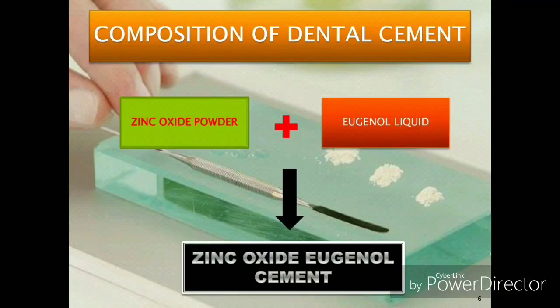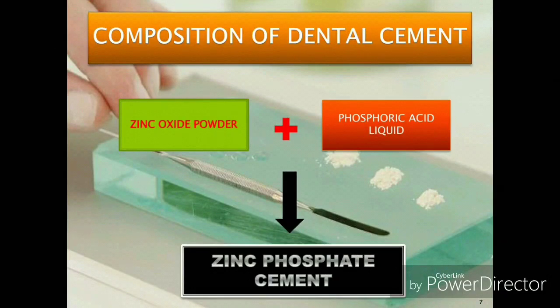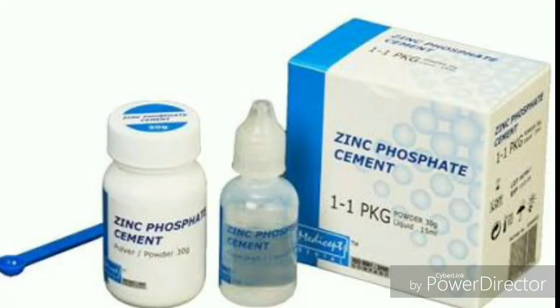It can also be used for making surgical packs, and as a root canal sealing material. So this combination of zinc oxide with eugenol liquid gives us zinc oxide eugenol cement. The same zinc oxide powder, when mixed with phosphoric acid, gives us zinc phosphate cement. So the powder component remained the same, zinc oxide powder. We just changed the liquid component, which is phosphoric acid, and the cement that we got is zinc phosphate cement.